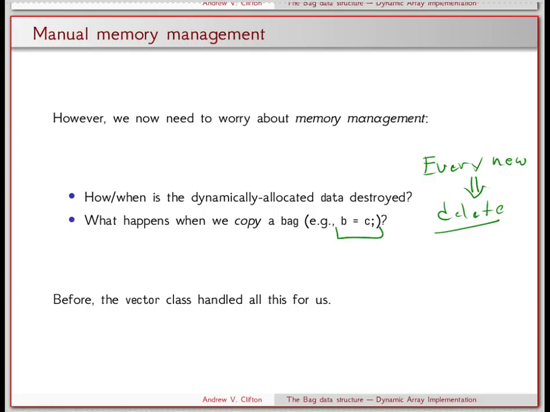Before, the vector class handled all of this for us. It handled cleaning up after our memory and destroying stuff. It handled copying stuff from one to another. Now that we're doing this with a dynamic array, we have to worry about doing these things ourselves here. So we're going to add code to say, how do we destroy a bag? And then add code to say, how do we copy a bag? How do we copy one bag into another?